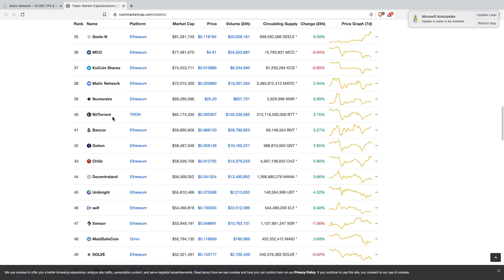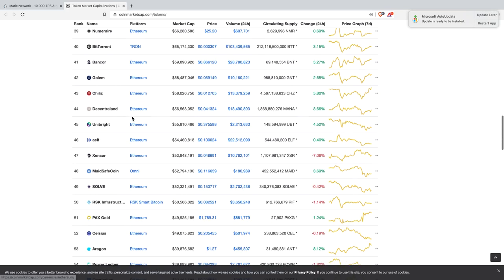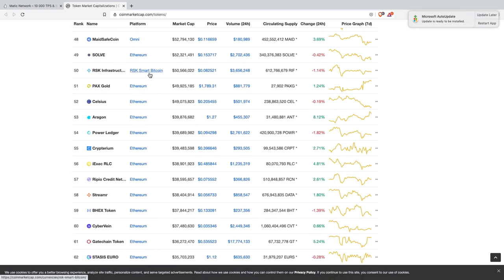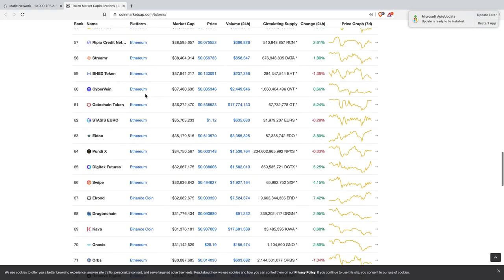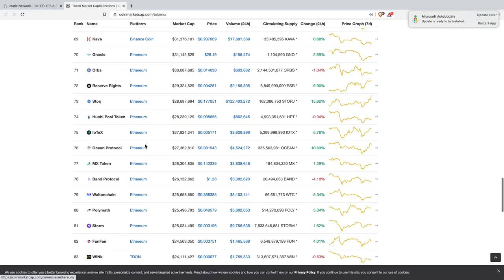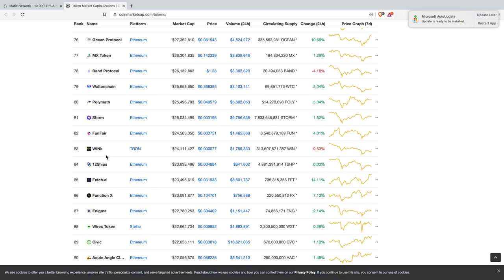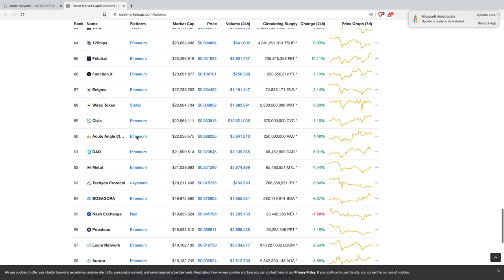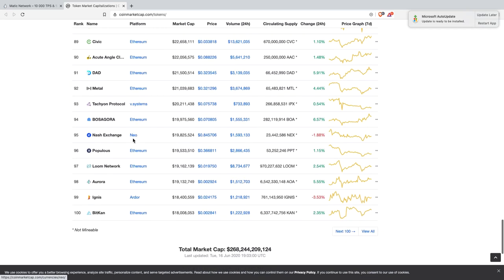Okay, there we have one that's built on Tron. Another one built on Omni. RSK Smart Bitcoin, there's another one. So as you can see, they're basically all Ethereum. Dragon Chain is also built on it. Kava, that's Binance Coin. Ethereum. Wink, again, is Tron. This one's built on Stellar. There we have one built on Neo in the top 100.